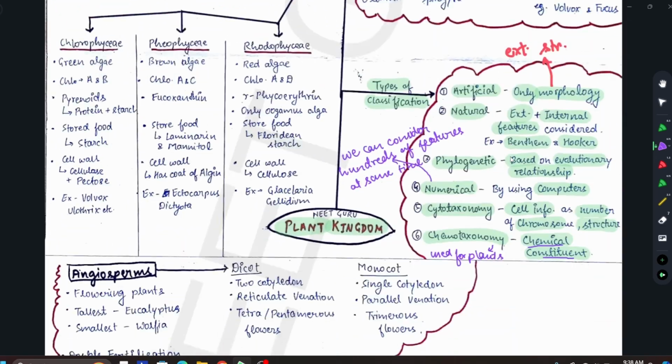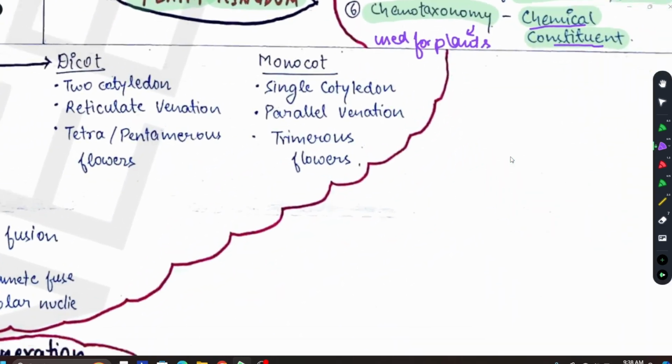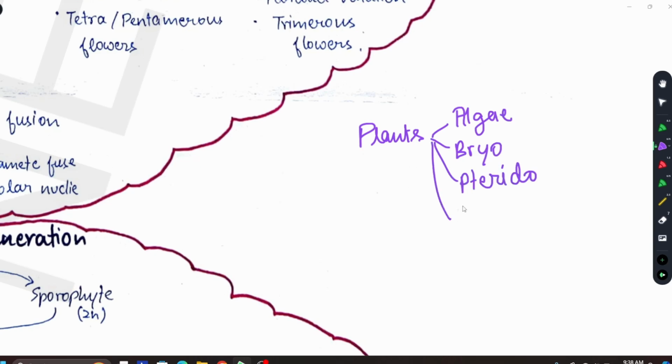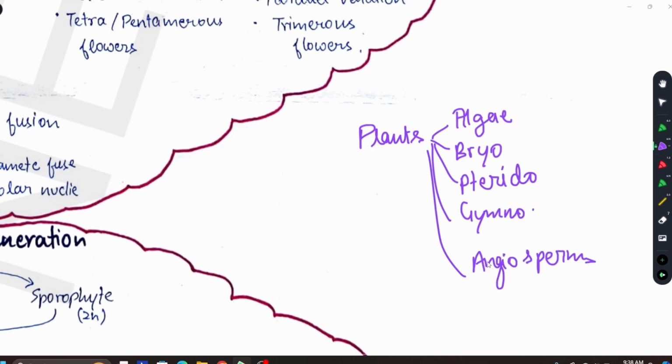Now there are five types of plants also. As you can see, I have them right here. There are five types of plants we have to study: algae, bryophyte, pteridophyte, gymnosperm, and angiosperm. These are the five topics we are going to study in this chapter. Okay, algae, bryophyte, pteridophyte, gymnosperm, and angiosperms.